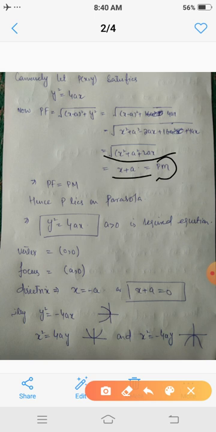This x plus a is the distance PM, which implies that PF equals PM. So this means that any point satisfying y square equals 4ax is such that the distance of this point from a fixed point and the fixed line are the same. So by the definition of parabola, P lies on the parabola. Hence we can say that y square equals 4ax is the standard equation or form of this parabola where a is positive. When this is the parabola, its vertex is (0, 0), its focus is (a, 0), and its directrix is x equals minus a, or x plus a equals 0.